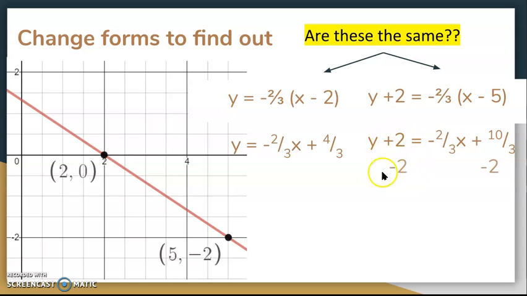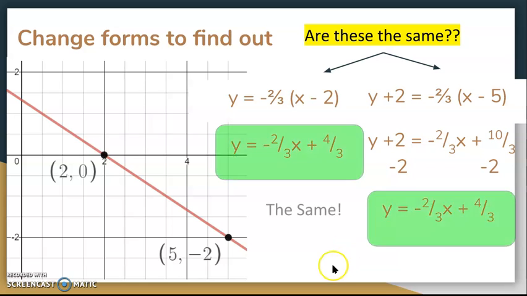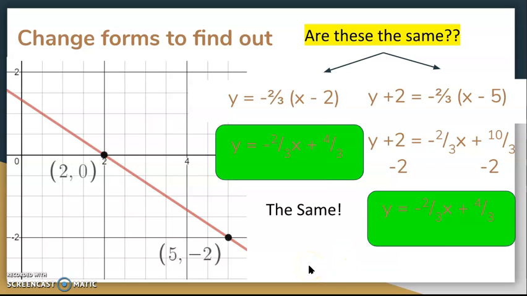And then, of course, I'm going to have to subtract 2 from both sides. Now, I've got my fraction here, and negative 2 is the same as 6/3. So 10/3 minus 6/3 is, of course, 4/3. And yes, they are the same.